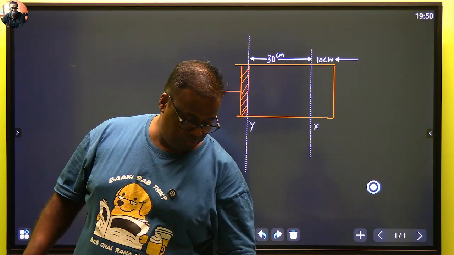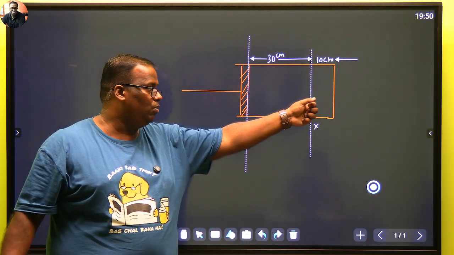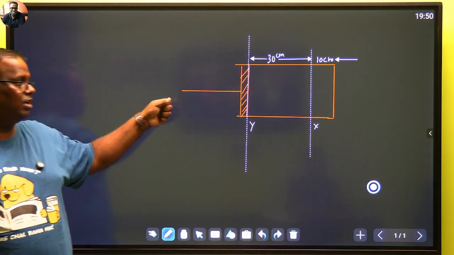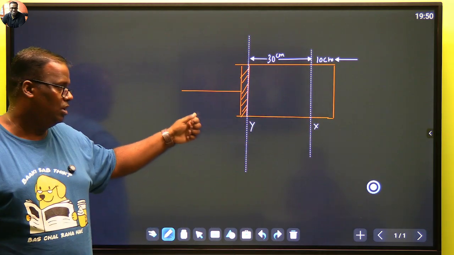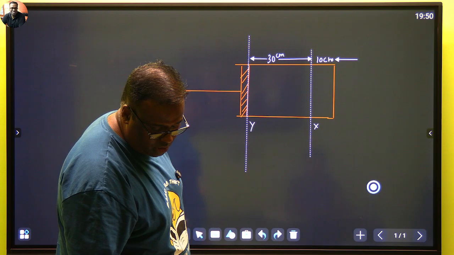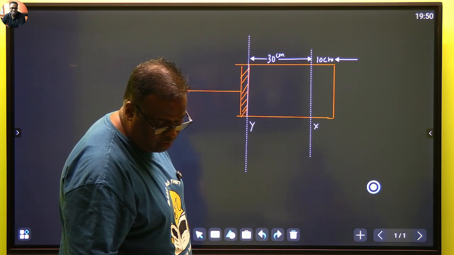The piston is pulled out of the cylinder from position x to position y. So what did we do? We pulled out the piston. Have we increased the volume now? Yes, we have increased the volume. The piston has moved out from position x to position y, and there has been no change in temperature of the air enclosed.